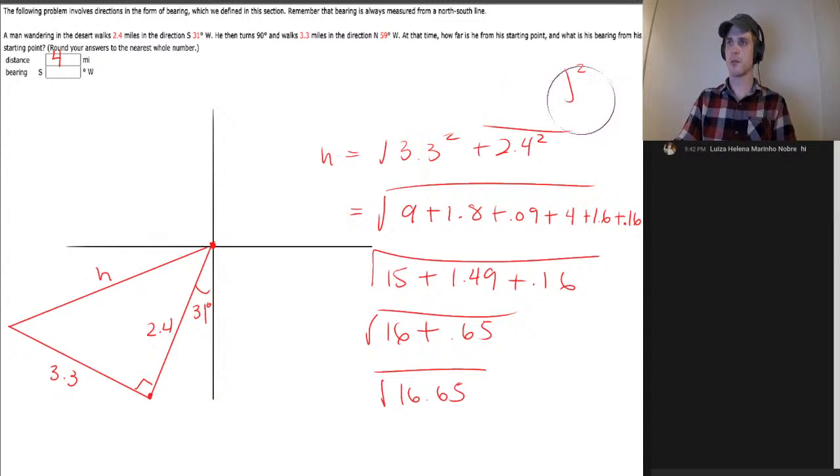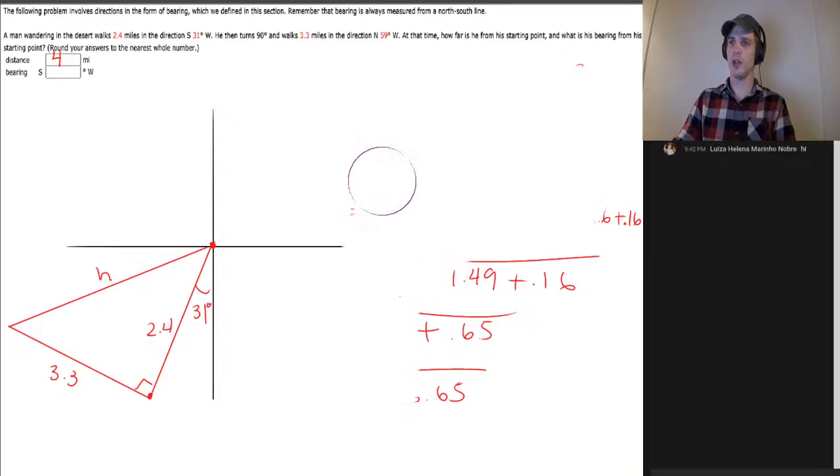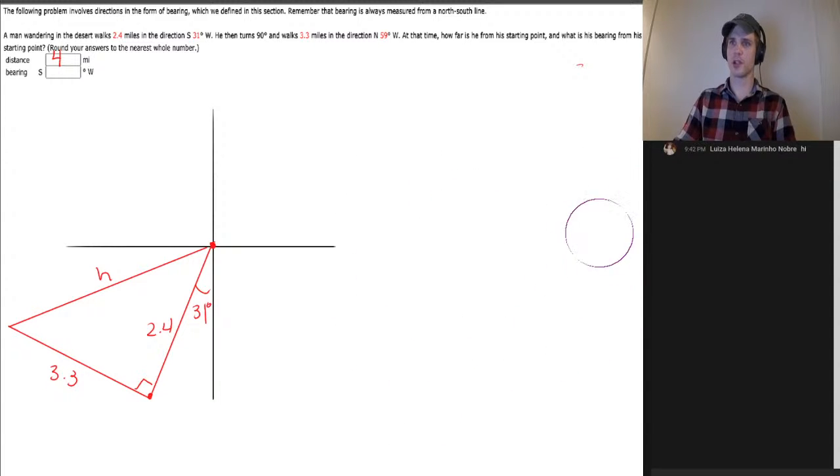Let me clear some space for us here. So we know h now. h is 4 miles-ish. That's rounded, so I won't use that in any of these calculations. Then I need to find the bearing to the place. So that's the big angle here. Now, I've got to realize that that's the smaller angle, theta, plus 31. So what I'm looking for is theta plus 31.